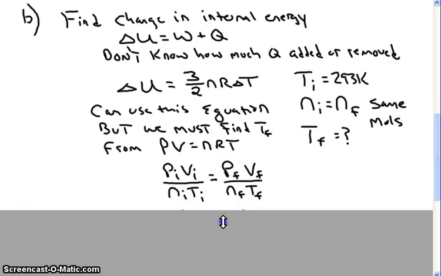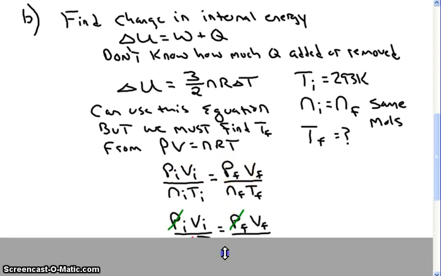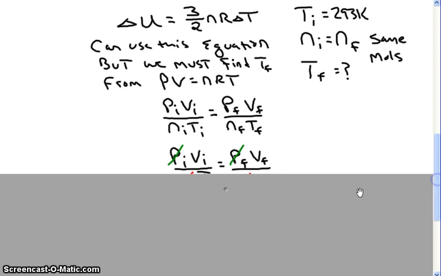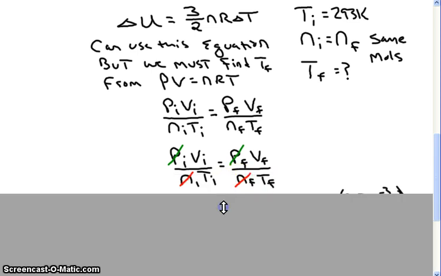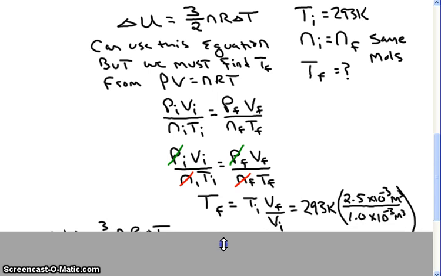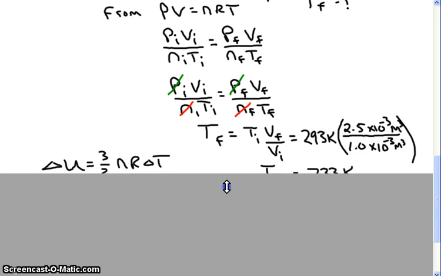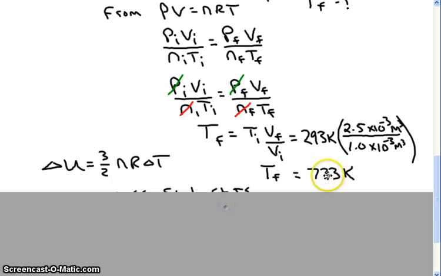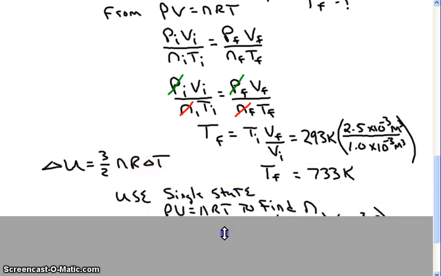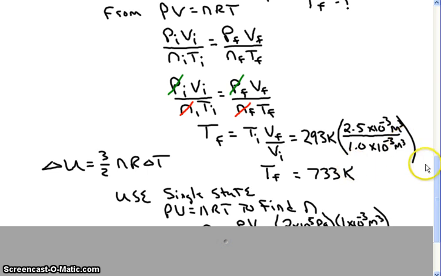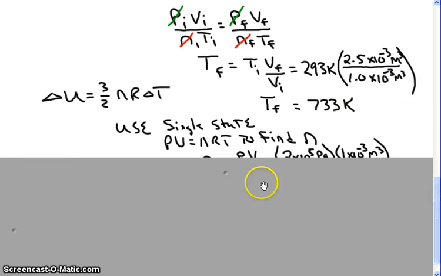If you think about it, we could use our ratio like this, knowing that the pressure remains constant, that should drop out. Knowing our moles remain constant, that should drop out. And by simple ratios of volume to temperature, we could find the final temperature from the given information. So doing that, we would get a final temperature of 733 Kelvin. Now if we come back to use our formula, we notice that we don't know the number of moles. We know they remain constant, but we did not know how many moles we started with.